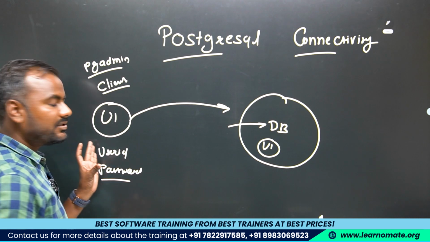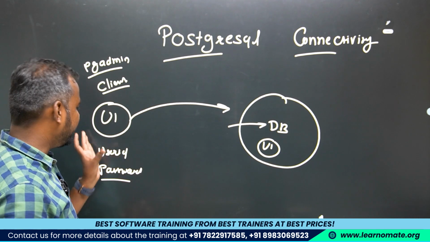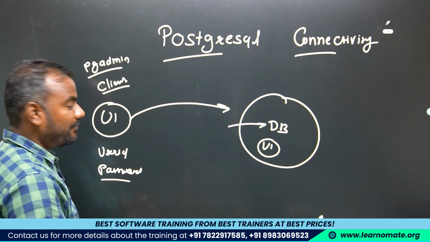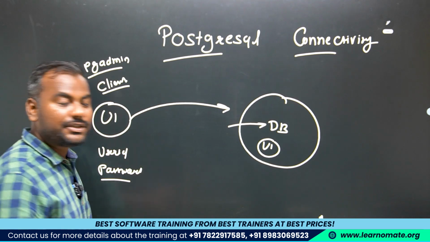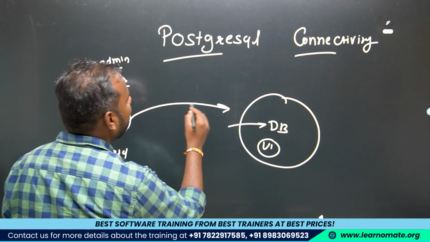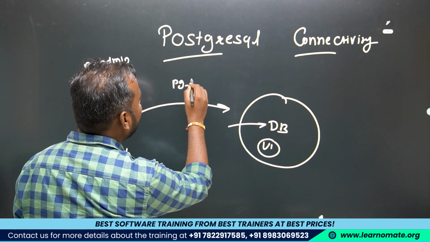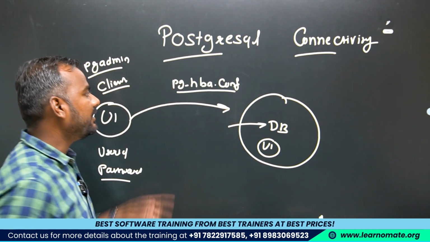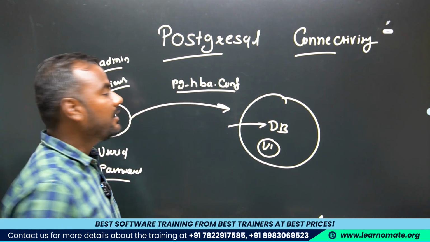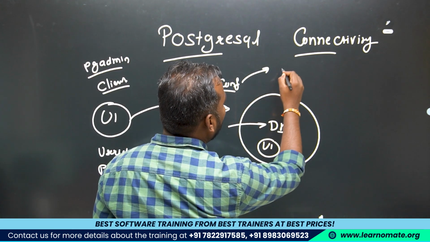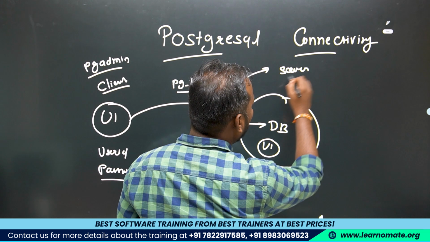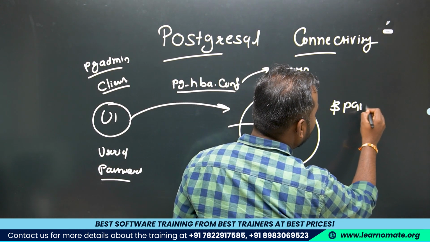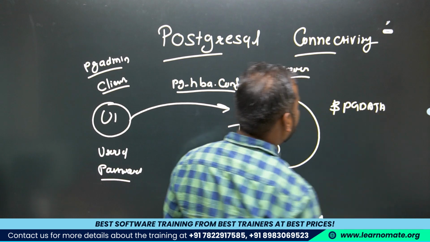So when he is entering his credentials, basically your user ID and password, first of all, this connection request will be checked under one PostgreSQL file, and that file we call pg_hba.conf. So there is a configuration file with the name pg_hba.conf. This configuration file is available on the PostgreSQL server. What location? This file is available under your PGDATA location, meaning inside your data directory.